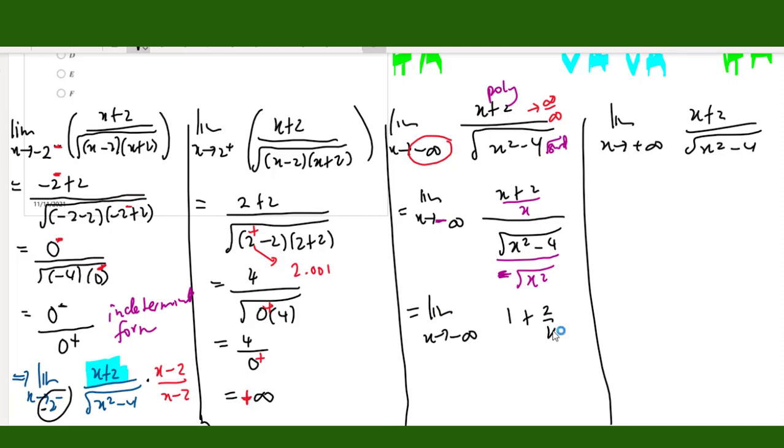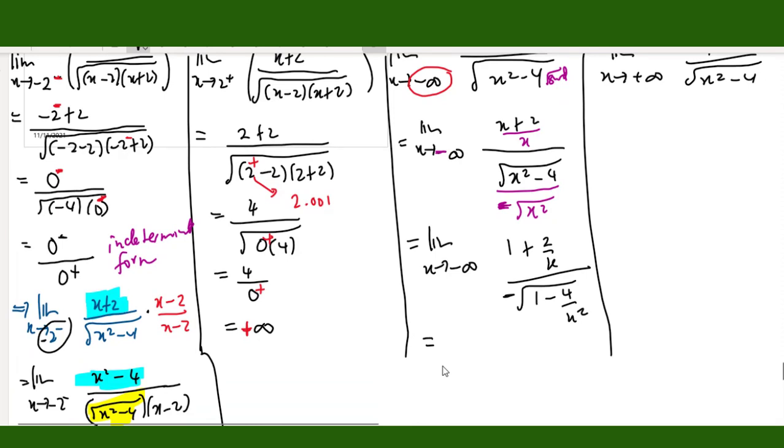Okay, so simplify. Limit as x tends to negative infinity of 1 plus 2 over x, over negative the cube root of 1 minus 4 over x squared. Then substitute the value. 1 plus 2 over infinity is equal to 0. Okay, 1 minus 0 is equal to negative 1. Settled for this part.